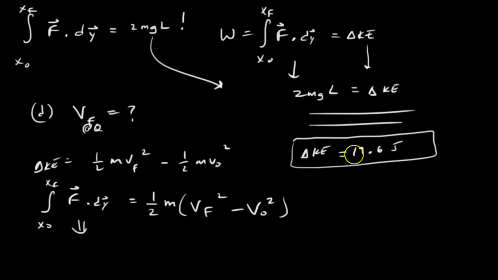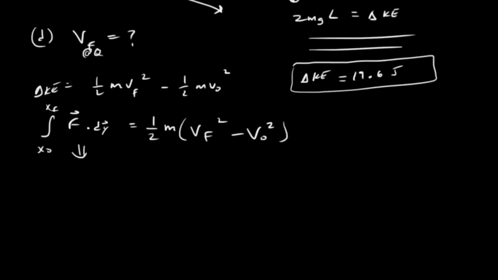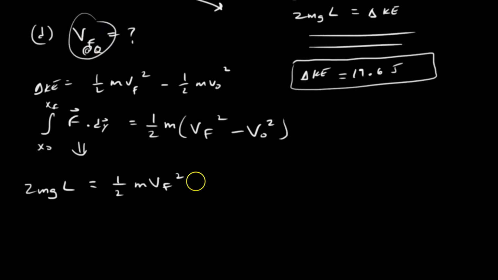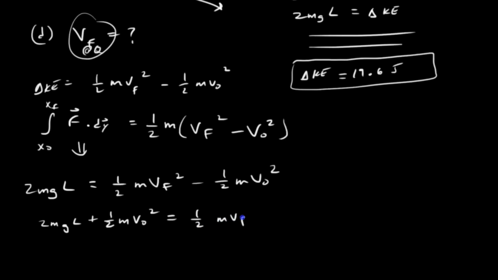And we know that this integral is just, let me scroll down, we have it over here, 2mgl. So 2mgl is equal to 1/2 m vf squared minus 1/2 m v0 squared. I'm just going to redistribute it because we need to solve for vf. Let's add 1/2 m v0 squared on both sides. We get 2mgl plus 1/2 m v0 squared equals 1/2 m vf squared.